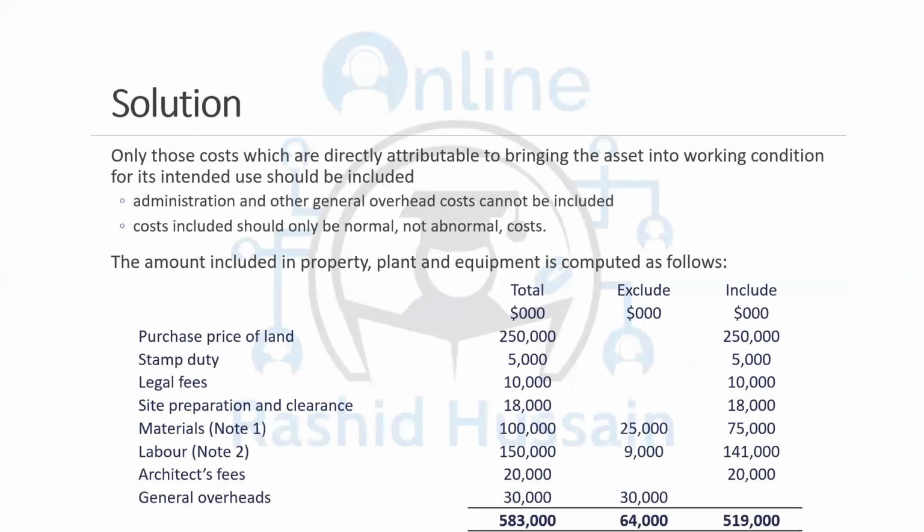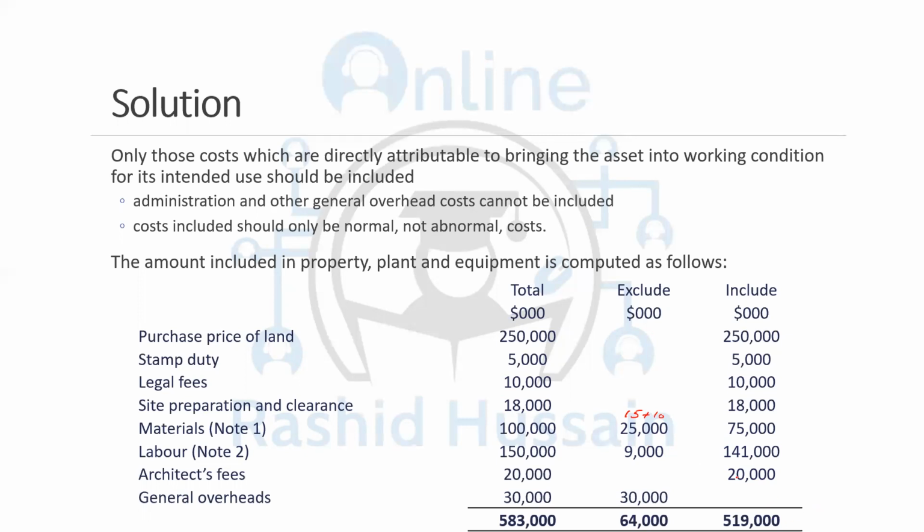So what amount should be capitalized? We are going to capitalize the purchase price of land. We are going to capitalize stamp duty, legal fees, site preparation claims, but material we are going to deduct 25,000, which was 15 plus 10. We are going to deduct the labor because the labor was idle, so that is not relevant to the cost of the asset. And then architect fee, general overhead should not be capitalized.